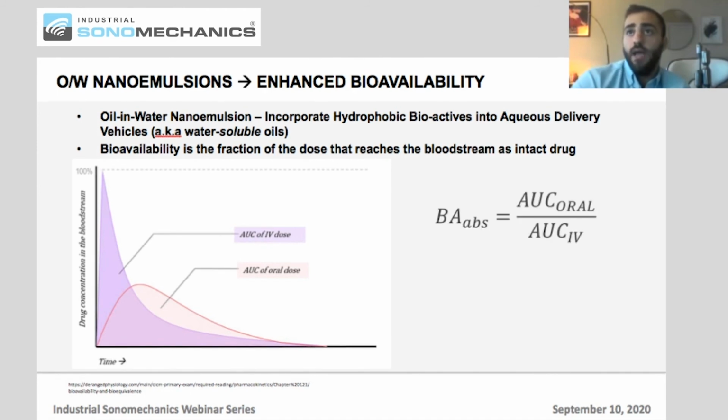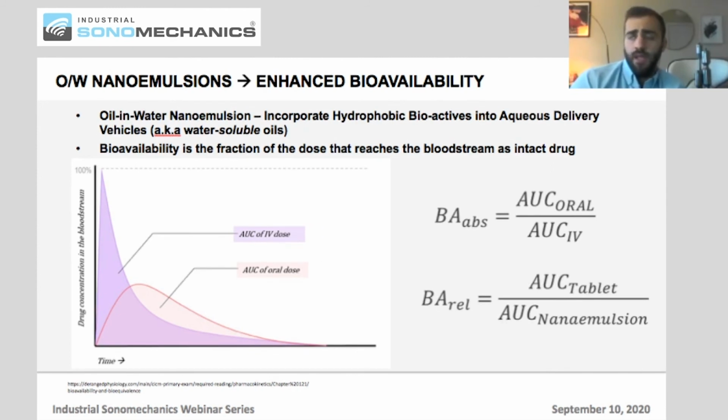So for the IV dose, since that's going right into your bloodstream, that's considered absolute bioavailability, so all of the drug is getting into your bloodstream, and some fraction of that gets into your bloodstream via an oral dose. And that's referred to as the absolute bioavailability, the ratio of the areas under these curves.